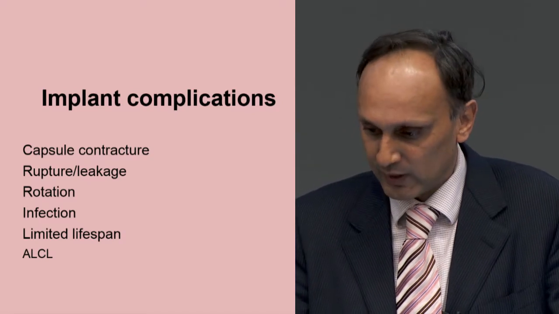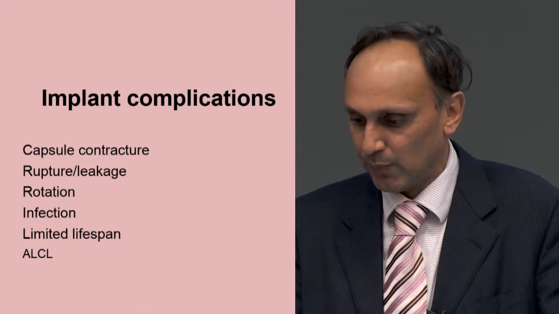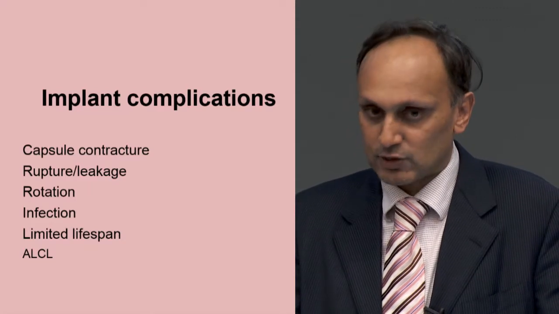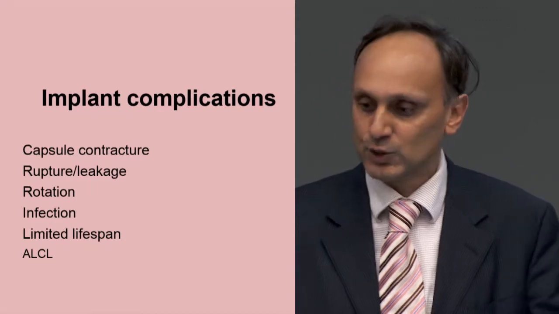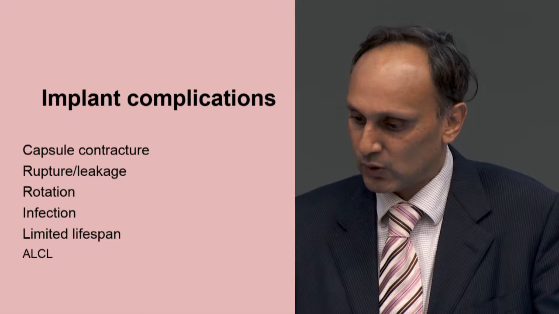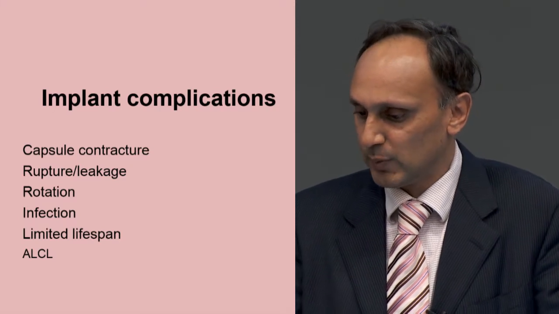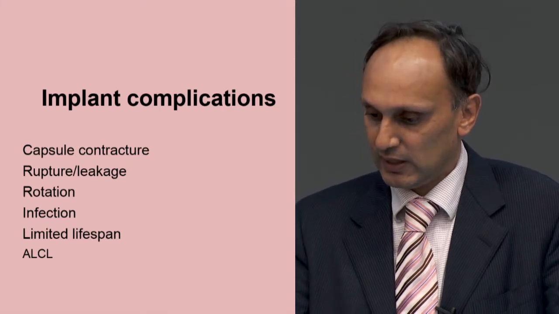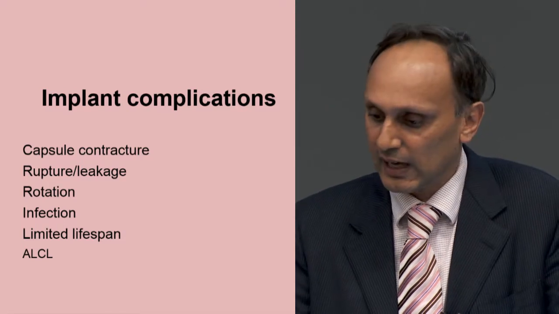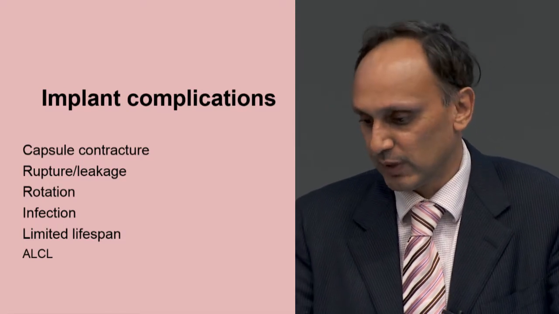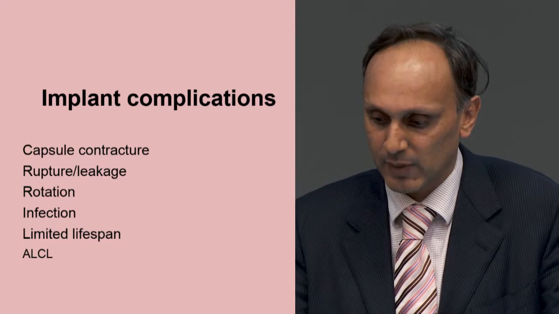Rotation is a problem, where if you distort the implant it changes shape. Capsular contracture is where you form scar tissue around your implant, and this can cause problems. In 10 to 15% of women, this may need to be changed. Infection is very rare, only about 1 to 2%, and the implant has to come out.